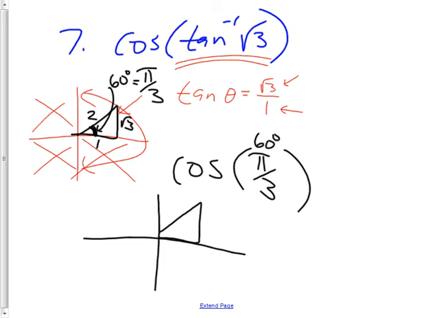Because the 30, 60, 90 is a pretty common triangle. And if this is 60 and I'm doing cosine of 60, if that's the 60 and this is the 30, then that's a 1 and that's a 2 and that's a root 3. Okay, so cosine of the 60, adjacent over hypotenuse, 1 over 2. There we go.